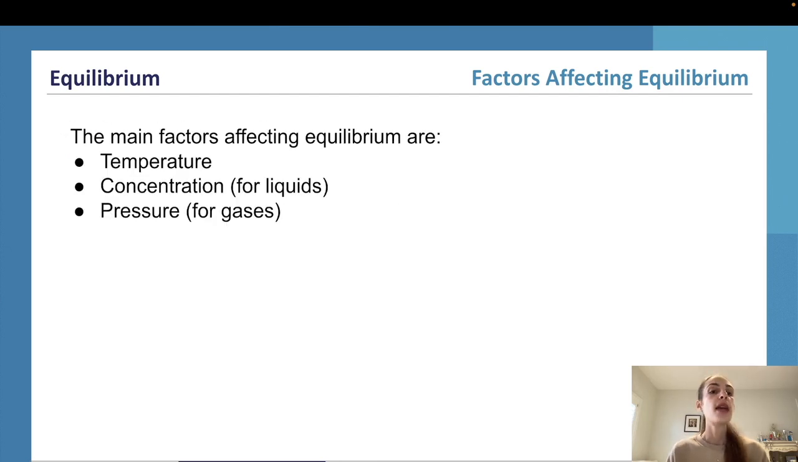So the main factors which affect equilibrium and affect the position of equilibrium will be temperature, concentration, which is relevant for liquids only, and pressure, which is relevant for gases only. And so concentration and pressure are very closely tied together. They have basically the exact same effect, except concentration will be relevant for liquids, whilst pressure will be relevant for gases.